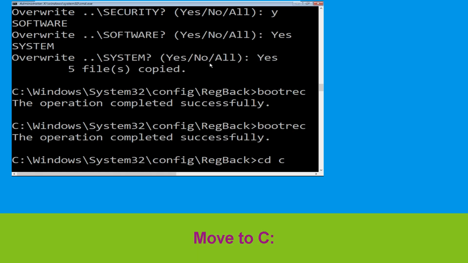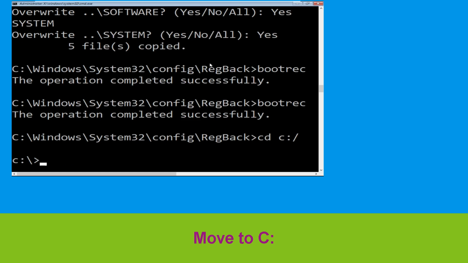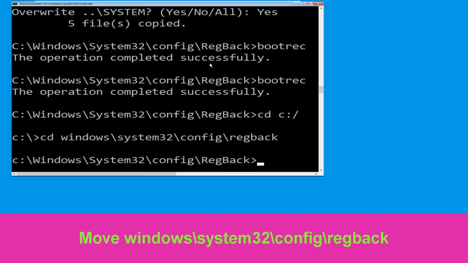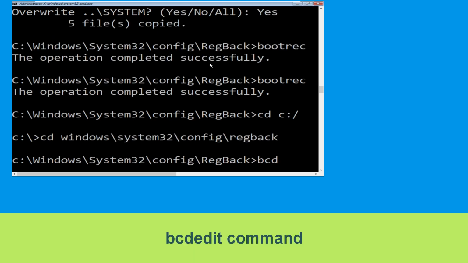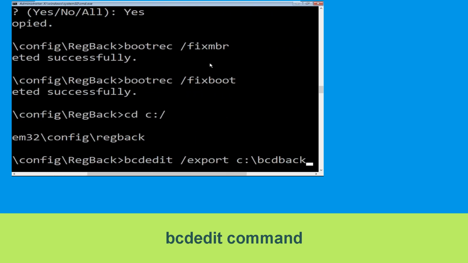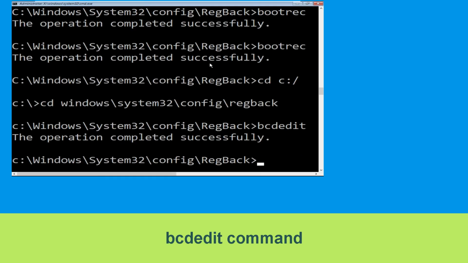Now execute this command cd space :\. Let's execute this command. Type cd space Windows\system32\config\regback, then simply we need to hit enter to execute this command. Now execute this command. Type bcdedit space /export space :\bcdbackup and simply hit enter to execute this command. Then move to the next one.